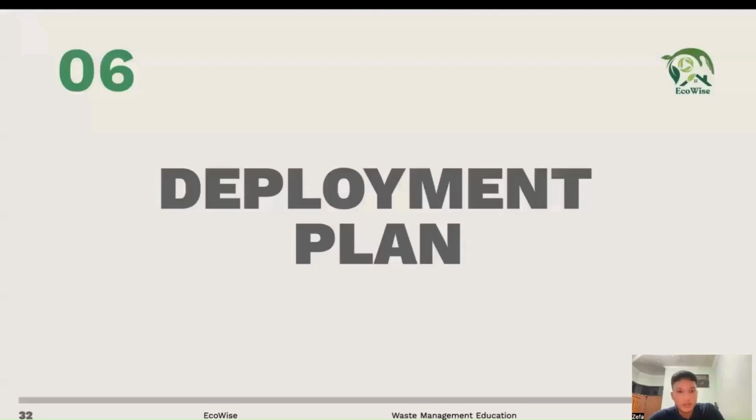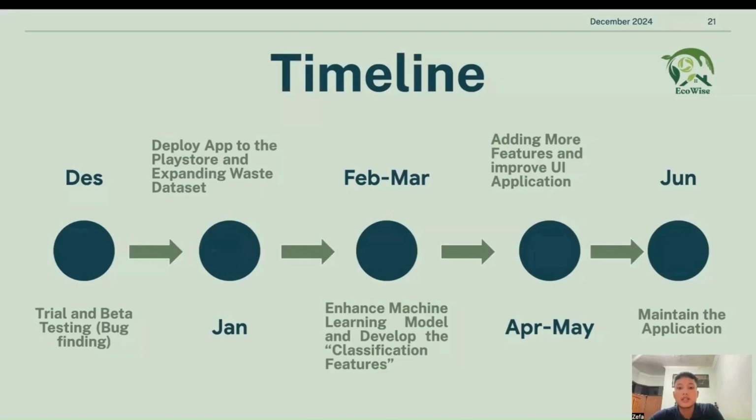In section 6, we have the deployment plan. The EcoWise application deployment plan starts from December 2024 with a trial and beta testing phase to find bugs. In January 2025, the application will be launched to the Play Store while expanding the trash data set.